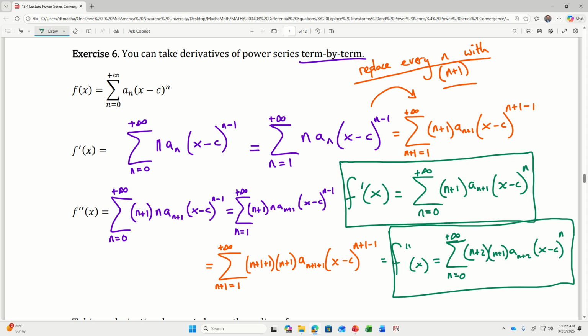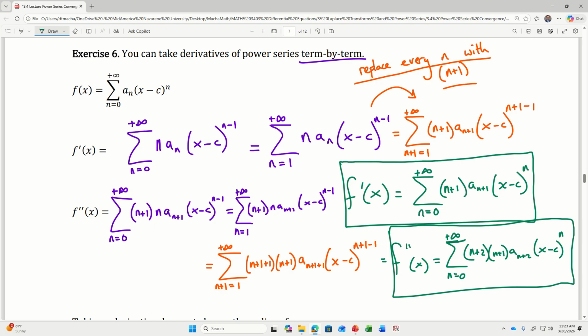You can also take antiderivatives of power series on a term-by-term basis. You don't have to worry about any kind of weird cross-term stuff, because derivatives and antiderivatives are linear operators. They work on each term individually. They have the additivity property. But this is going to be important next week.